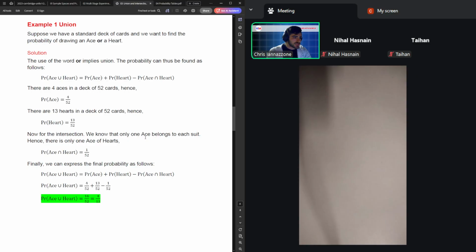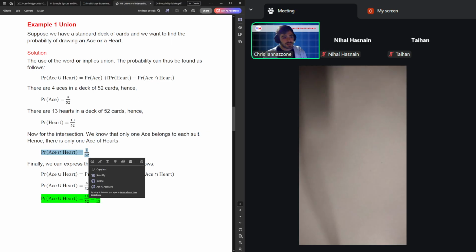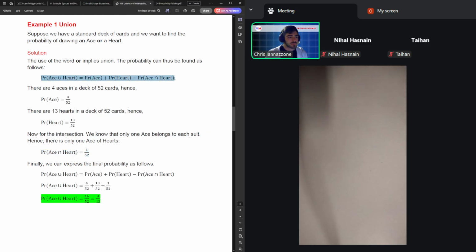As for where those start to come up, I kind of mentioned it a bit before. Keyword OR is typically reserved for unions. So in this case, finding the probability of drawing an ace or a heart. You want to find probability of aces, probability of hearts, probability of a heart and an ace, because again we're using the union equation here. Once we have all these terms, add and subtract. That's what we're doing there.